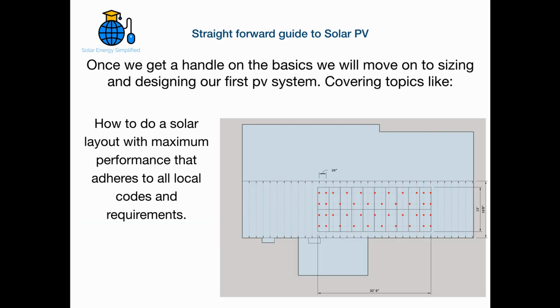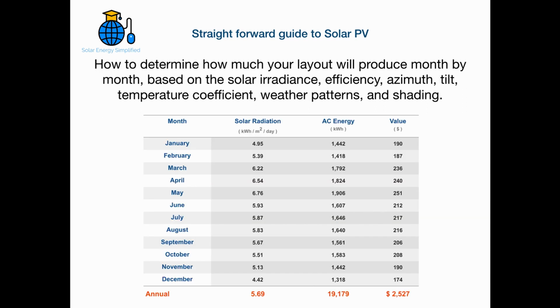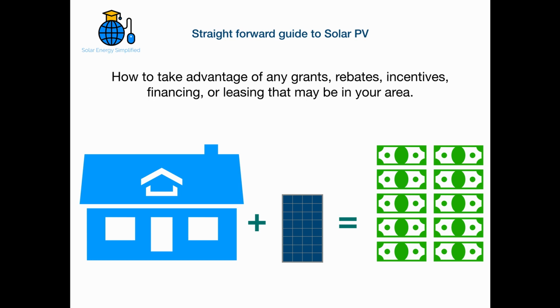Once we get a handle on the basics, we will move into sizing and designing our first PV system, covering topics like how to do a solar layout with maximum performance that adheres to all local codes and requirements, how to determine how much your layout will produce month by month based on the solar irradiance, efficiency, azimuth, tilt, temperature coefficient, weather patterns, and shading, and how to take advantage of any grants, rebates, incentives, financing, or leasing that may be in your area.